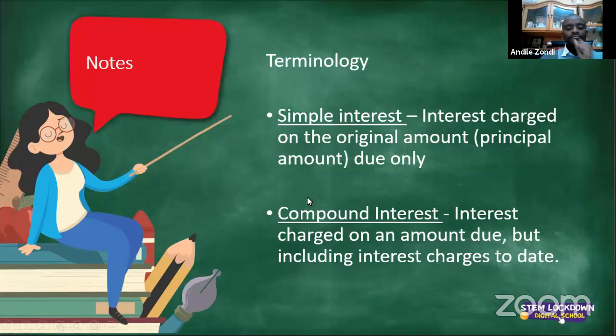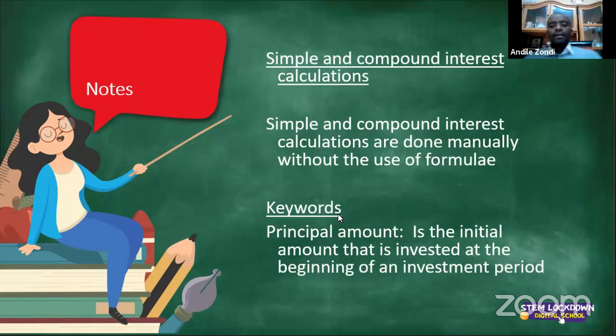And then compound interest. Here, interest is charged on an amount due, including interest charges to date. In other words, compound interest is calculated by adding the interest for the first year to the original amount, which is the invested amount. From that accumulated amount, we'll calculate the new interest. So here, interest adds. That's why we call it compound. But you will see exactly what I mean when we do calculations.